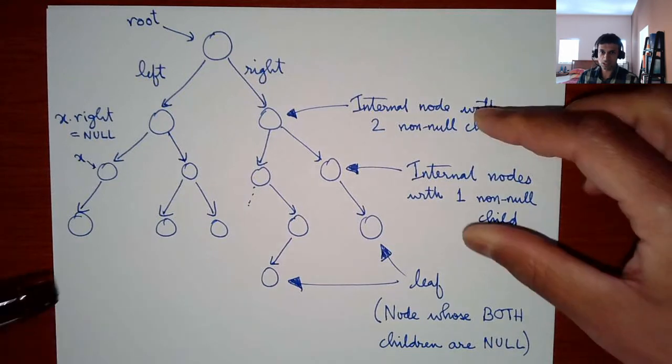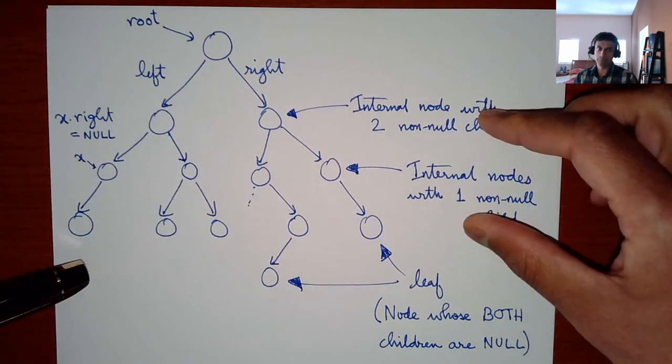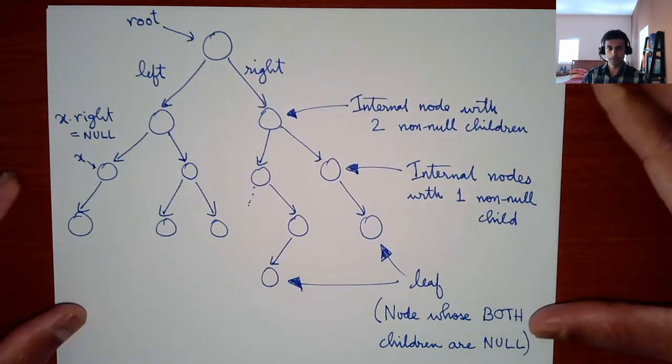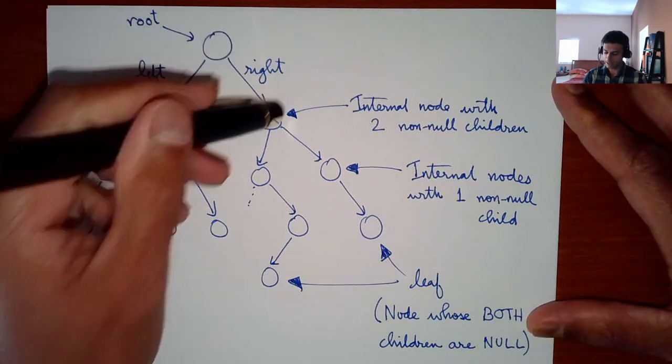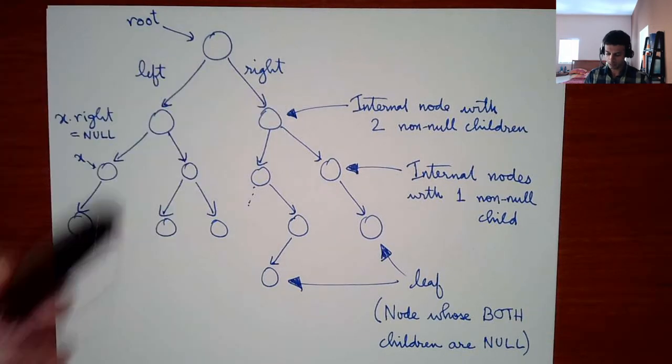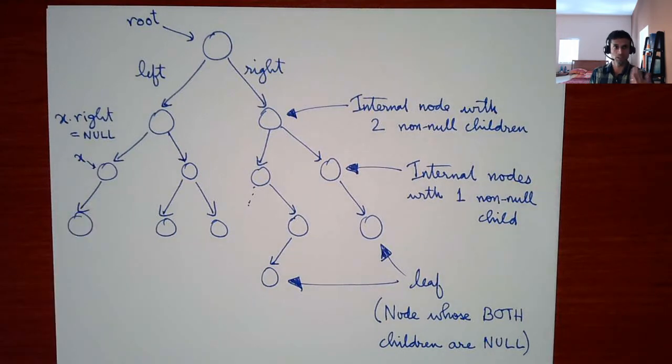So this is a tree. A binary search tree is a special kind of tree. What I'm defining right now is a tree because I have not said anything about the values of the key in these nodes, and a binary search tree has a specific property on the keys.